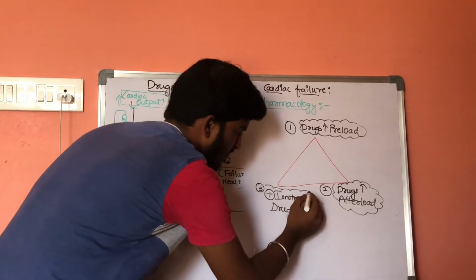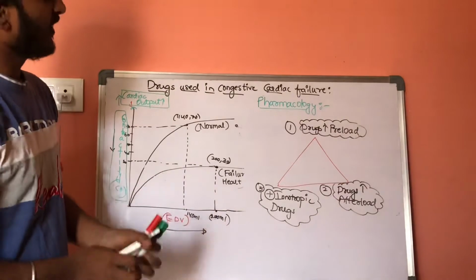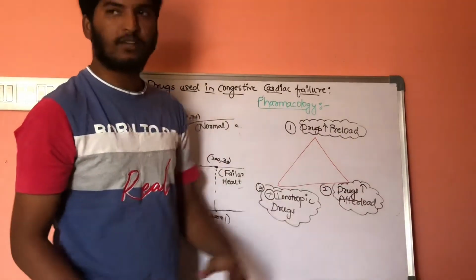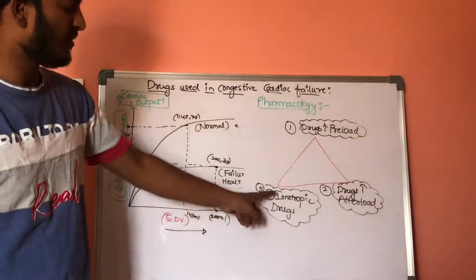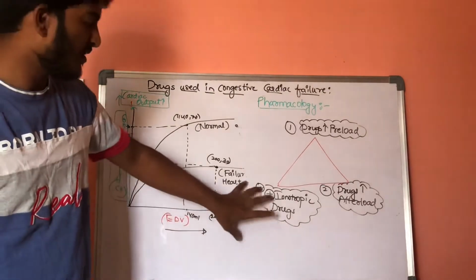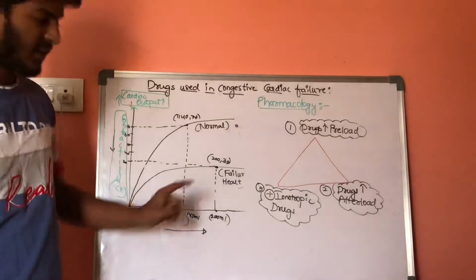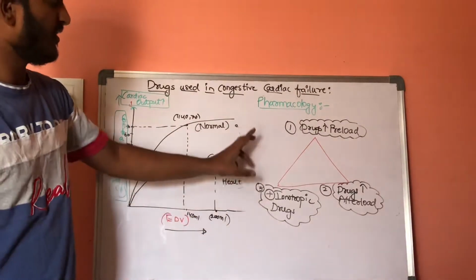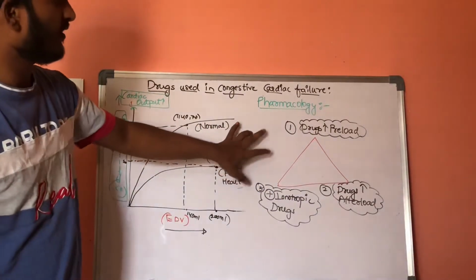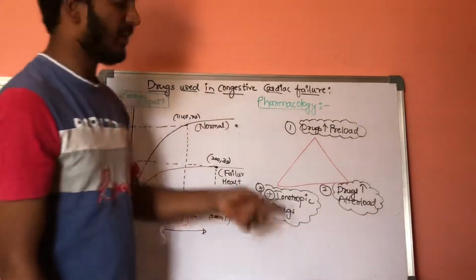These are the three classes of drugs which can be administered in congestive cardiac failure: the drugs which increase the preload, the drugs which decrease the afterload, and the positive inotropic drugs. Positive inotropic drugs are used to increase the contractility, that is cardiac output or contraction of the ventricles.